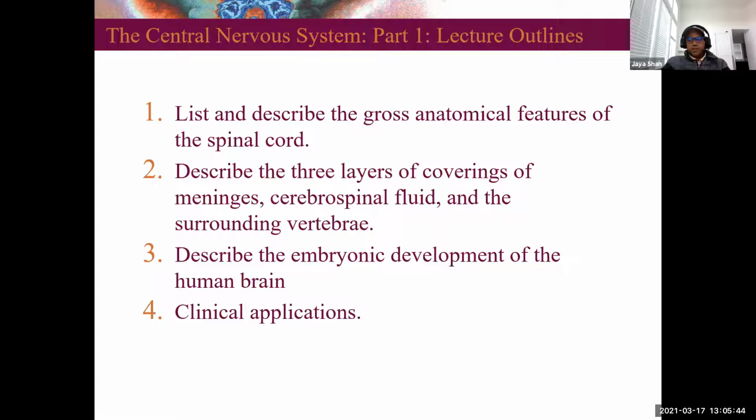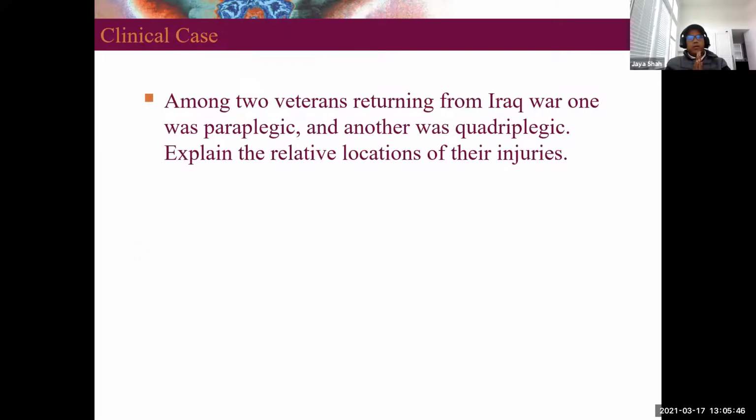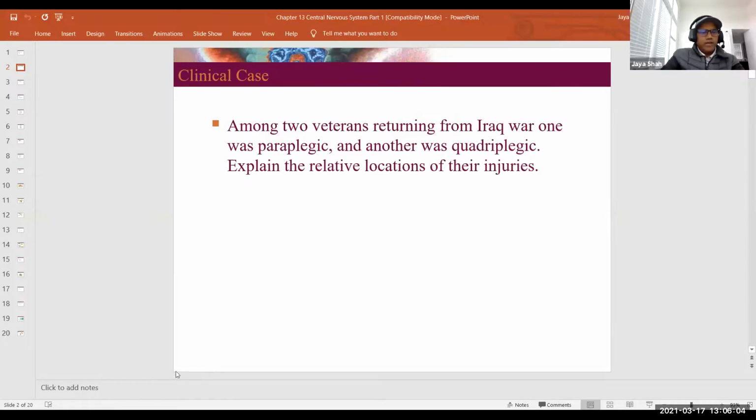Okay. So we will start with a clinical application today. Among 2 veterans returning from the Iraq War, one was paraplegic and another was quadriplegic. Explain the relative location of the injuries. So before I go, I want to write some of the terminologies here. So you see the terminology.